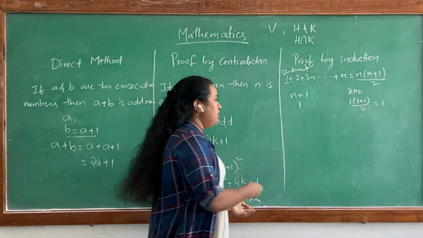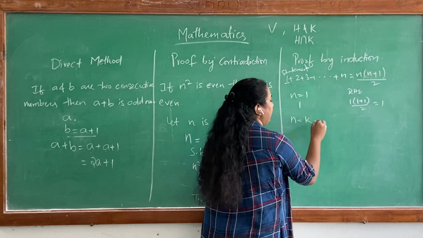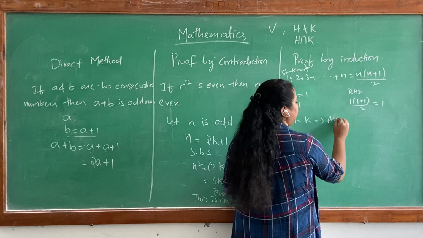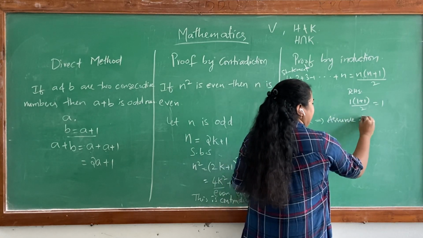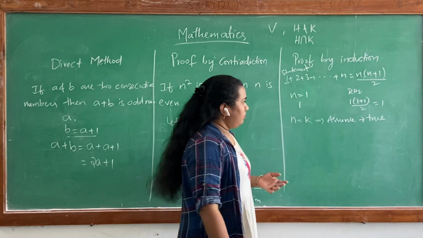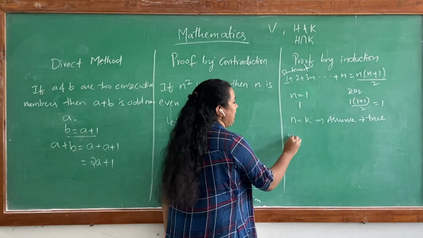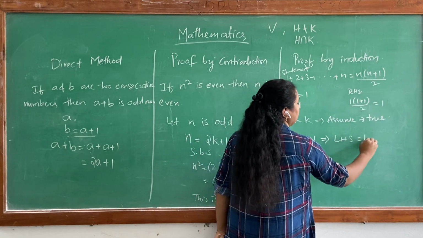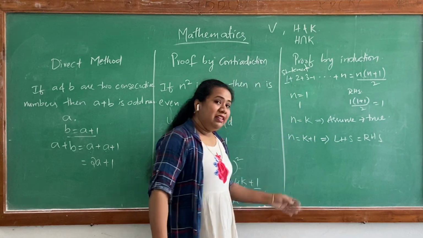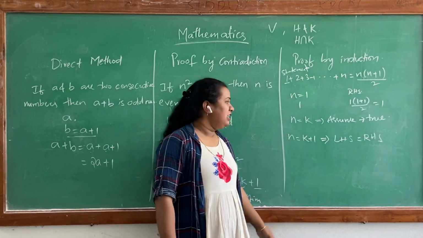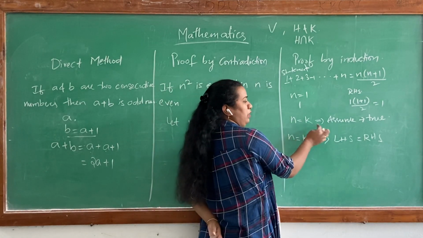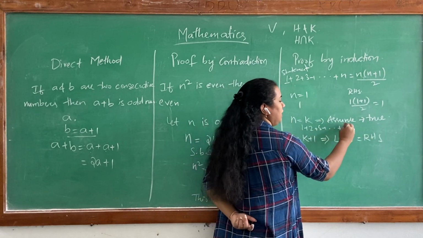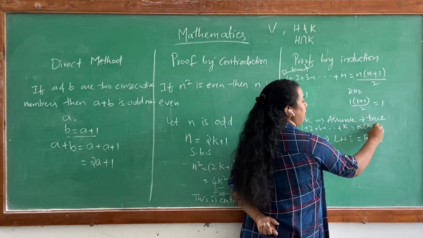Next, we will assume that for n is equal to k, this statement is true. This is our assumption. Assume that for n is equal to k, the statement is true. Now we have to prove for n is equal to k plus 1, LHS is equal to RHS. This is the main step in this method of induction. So the statement being true for n is equal to k means 1 plus 2 plus 3 plus so on plus k is equal to k into k plus 1 by 2.